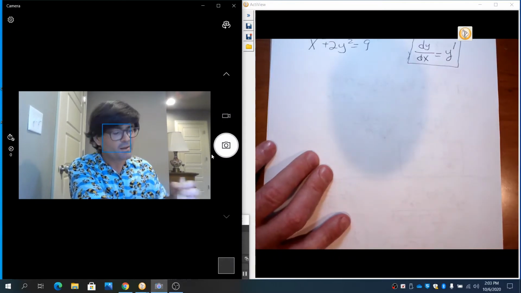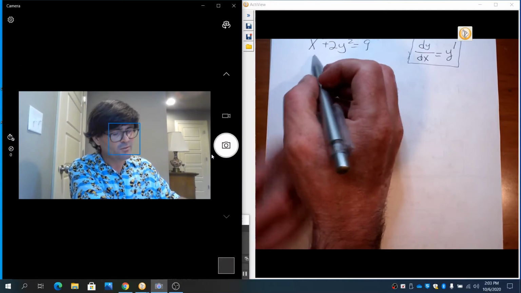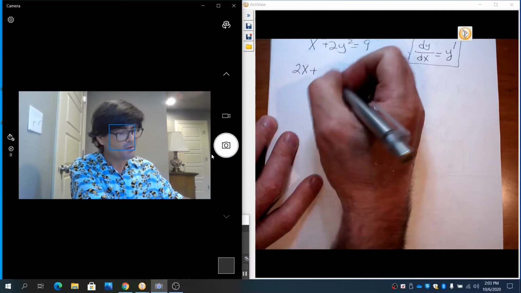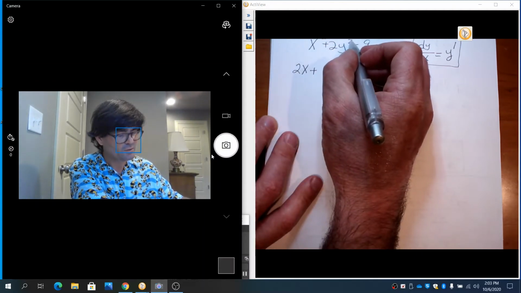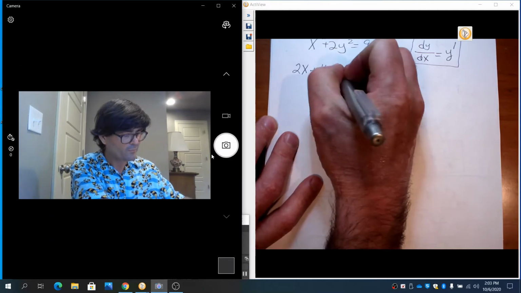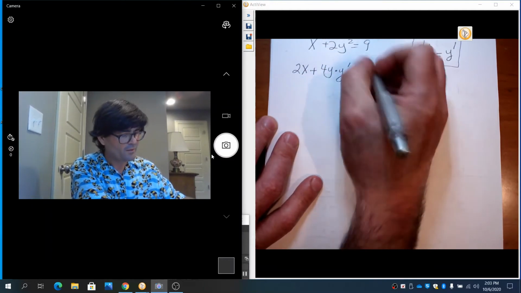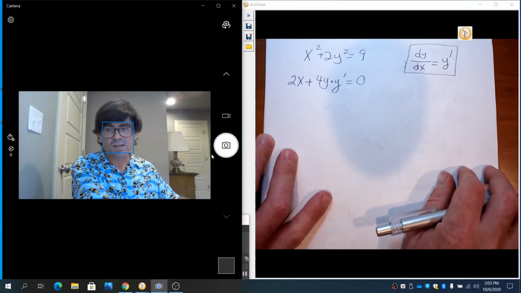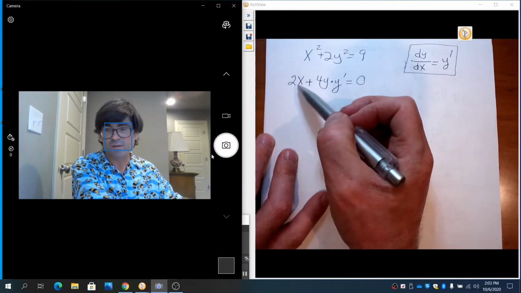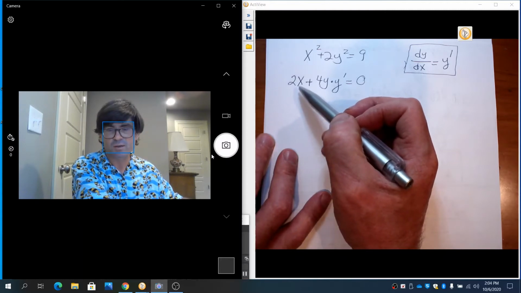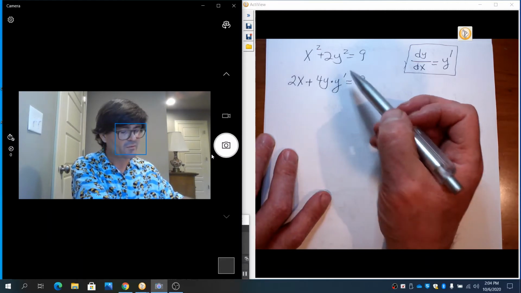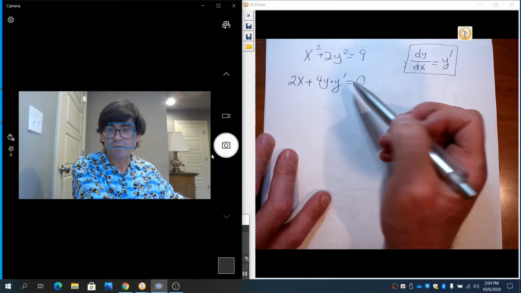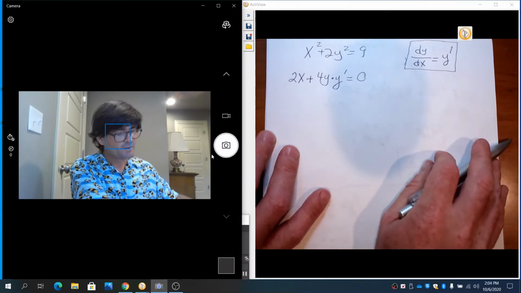The short version is when you take the derivative of an x term, in this case, you get 2x. But when you take the derivative of a y term, you get 2 times 2, you get 4y prime, and then the derivative of 9 is still 0. So the short version is when you take the derivative of an x term, you just get the number and the x and whatever exponent's there. When you take the derivative of a y term, you get a y prime. Constants still have a derivative of 0. So why is that? Let me show you.